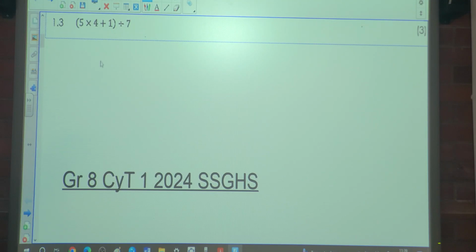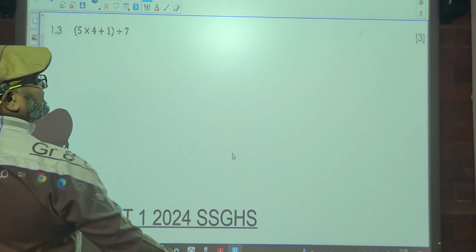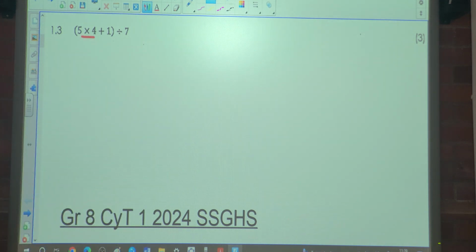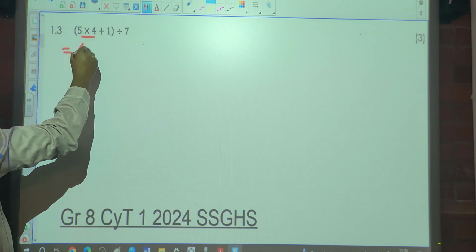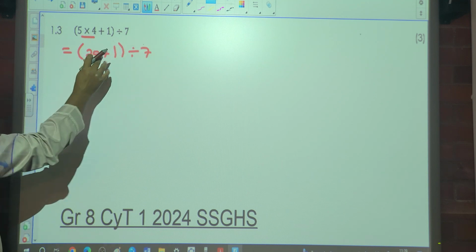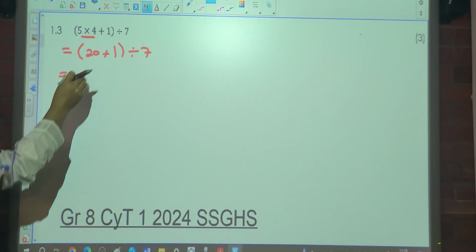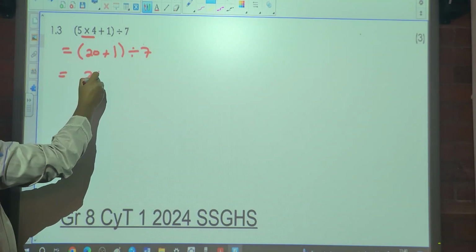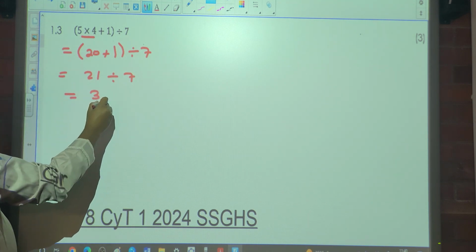1.3. Here we have brackets, division. So what must be done first? The bracket. But inside that bracket we've got multiplication first. So multiplication needs to be done first. So 5 multiplied by 4 is 20 plus 1, divided by 7. Note that I haven't dropped the bracket yet. I only drop the bracket once there is one term inside the bracket. So 20 plus 1 is 21 divided by 7. 21 divided by 7 of course is 3.